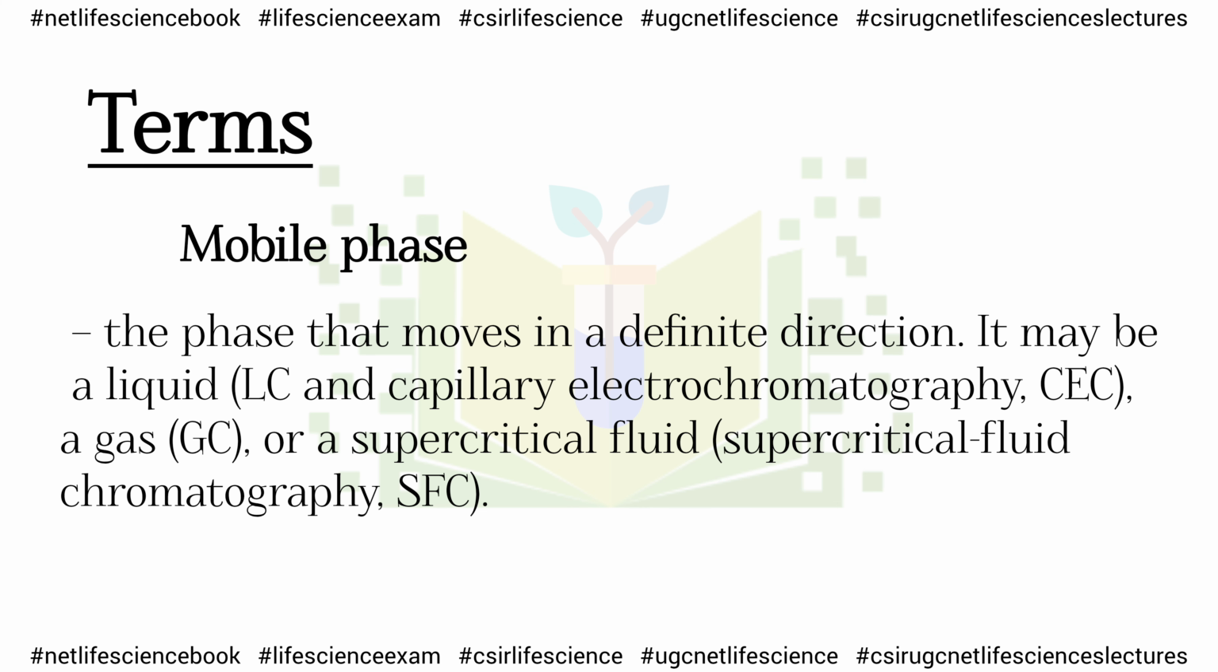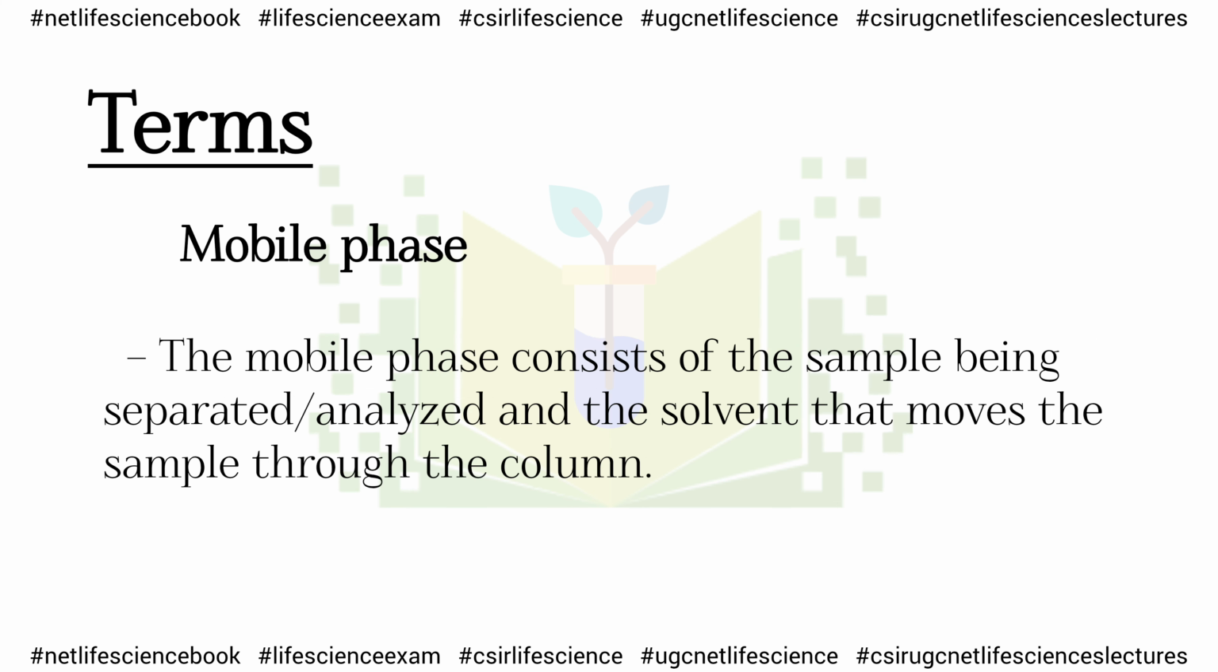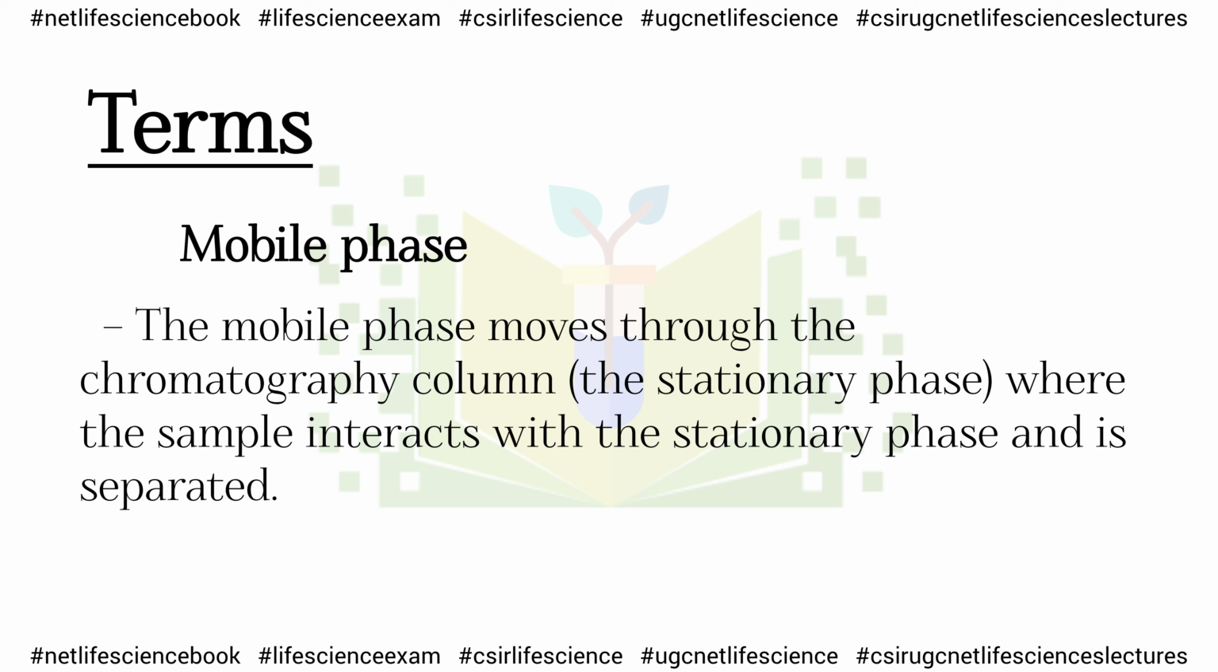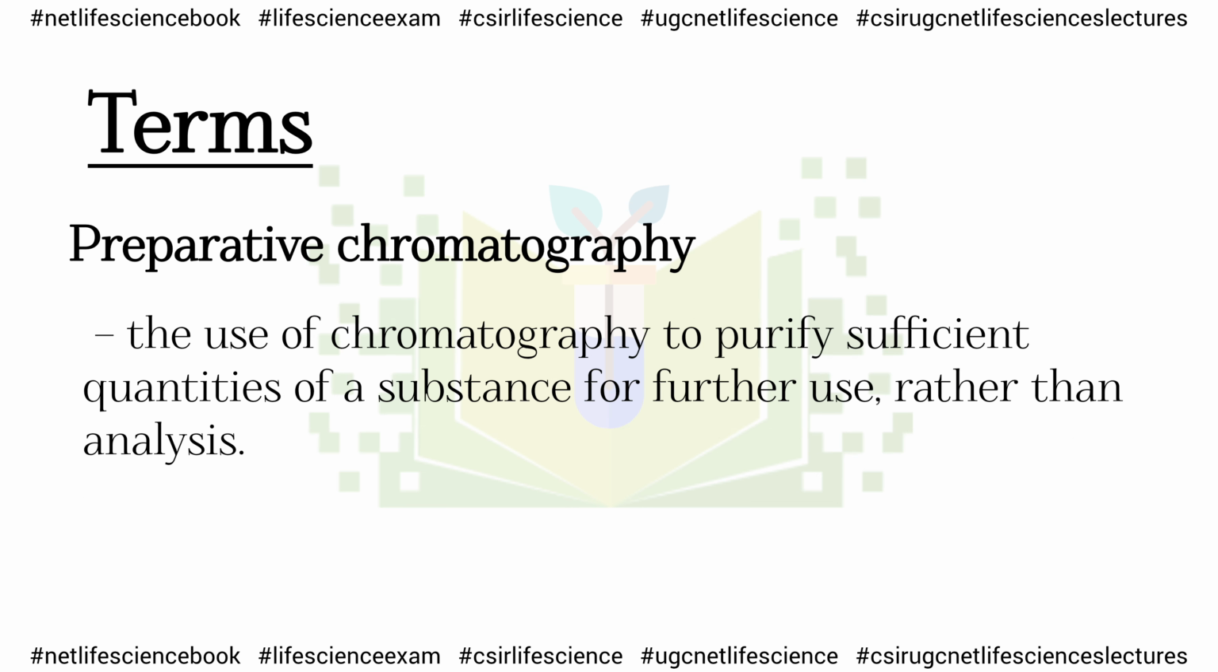It may be a liquid, a gas, or a supercritical fluid. The mobile phase consists of the sample being separated or analyzed and the solvent that moves the sample through the column. In the case of HPLC, the mobile phase consists of a nonpolar solvent such as hexane in normal phase or a polar solvent such as methanol in reverse phase chromatography, and the sample being separated. The mobile phase moves through the chromatography column where the sample interacts with the stationary phase and is separated. Preparative chromatography. The use of chromatography to purify sufficient quantities of a substance for further use, rather than analysis.